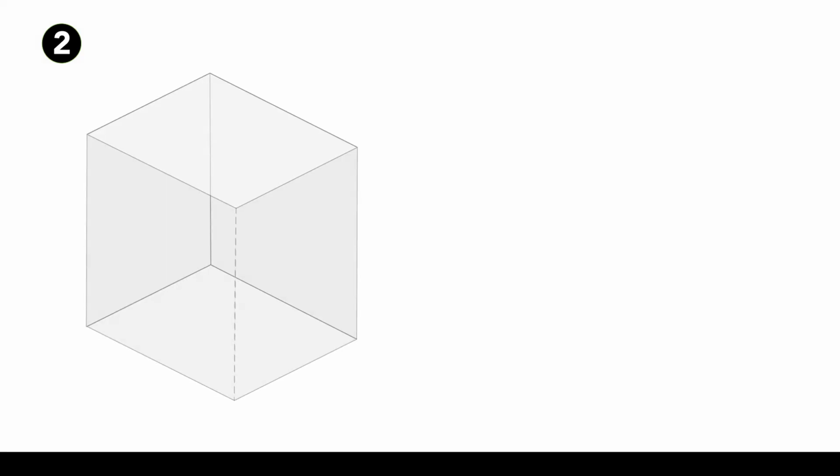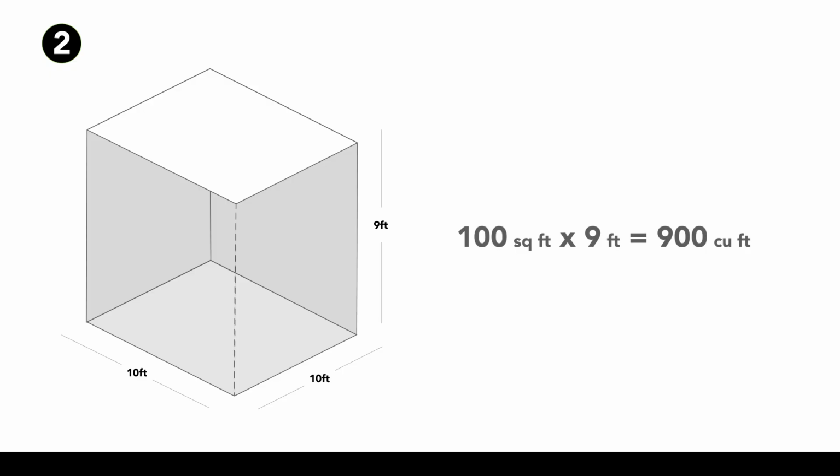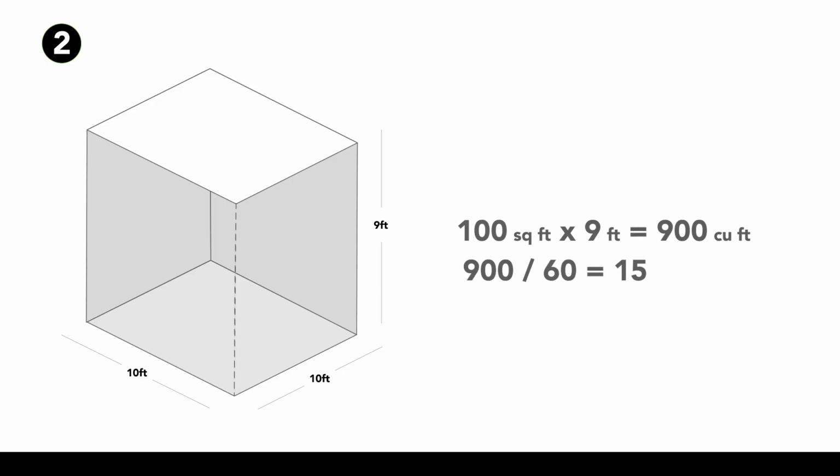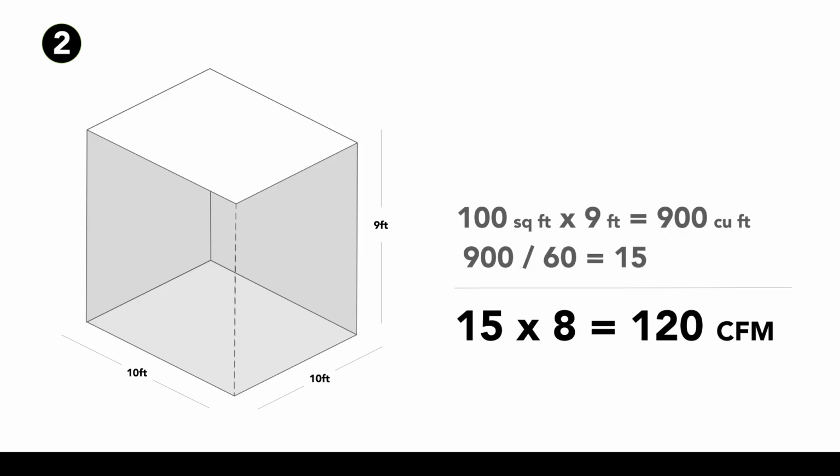For example, a 100 square foot room with a 9-foot tall ceiling has a volume of 900 cubic feet. Divide 900 by 60, which equals 15. Multiply 15 by 8, and the result is 120, which is the CFM needed for this size room.